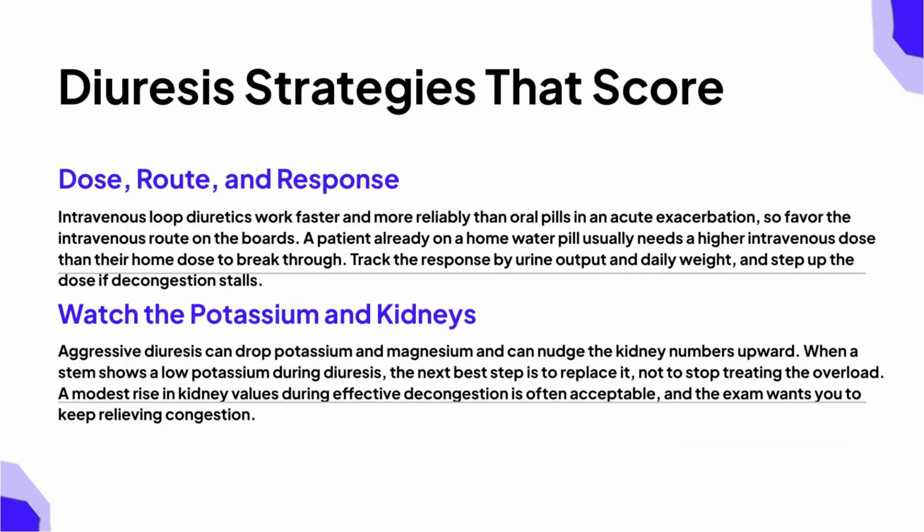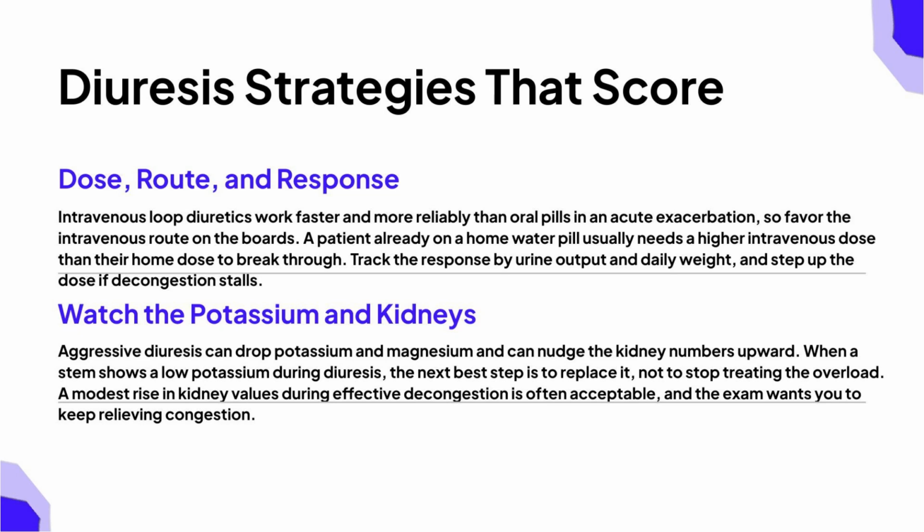Let us talk about diuresis strategy, because the exam tests the details of how you take fluid off. First, think about dose, route, and response. Intravenous loop diuretics work faster and more reliably than oral pills in an acute exacerbation, so favor the intravenous route on the boards. A patient who is already on a home water pill usually needs a higher intravenous dose than their home dose to break through and actually make urine. Track the response by urine output and daily weight, and step the dose up if the decongestion stalls.